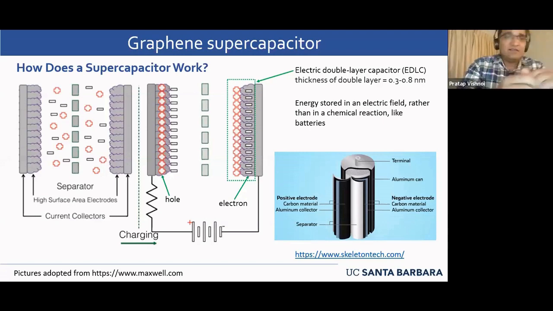Now, when you make it, it is at the discharged state. Now connect it to a power source to charge it. What happens when you charge? That's very interesting.